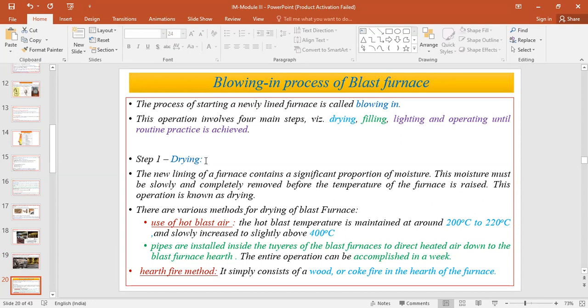So the first step is the drying process. The newly lined furnace contains a significant amount of moisture. This moisture should be removed before you generate the actual temperatures within the furnace. For this drying process, we follow different methods. One is the use of hot blast air. The hot blast temperature is maintained at around 200 to 220 degrees centigrade, and that can be slowly increased to around 400 degrees centigrade.